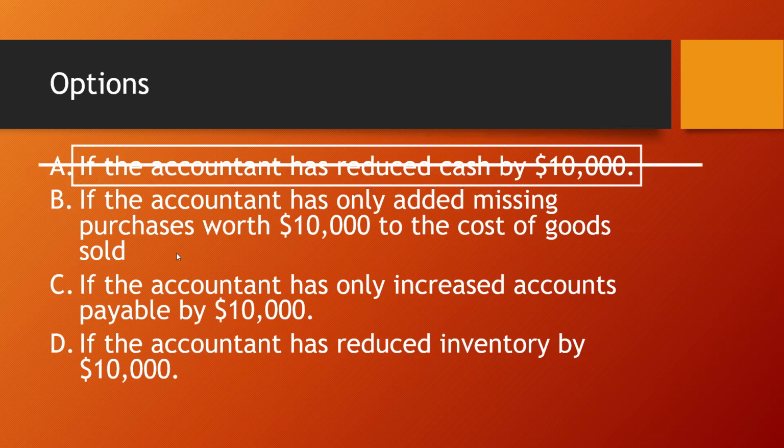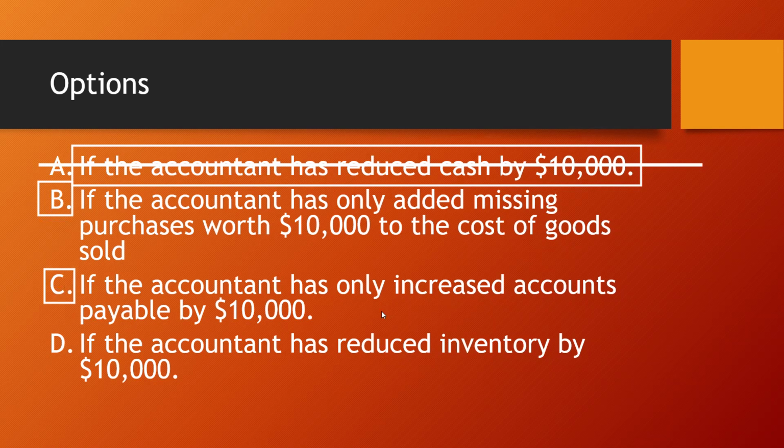If the accountant has only added the missing purchase, so they made an adjustment in the purchase to the cost of goods sold. So this might be the answer because they have done the adjustment in the income statement. Okay, no problem. We can keep it. It's right now aside. So let's go for the option C.